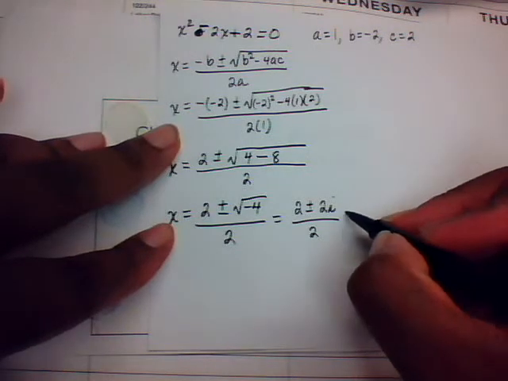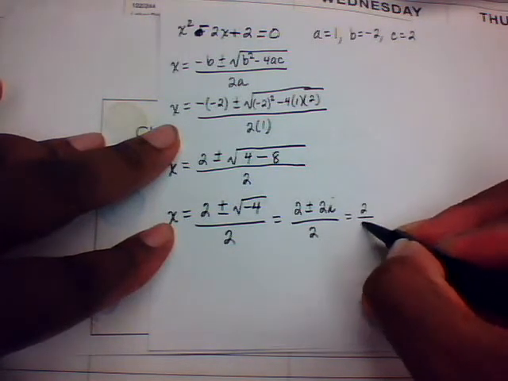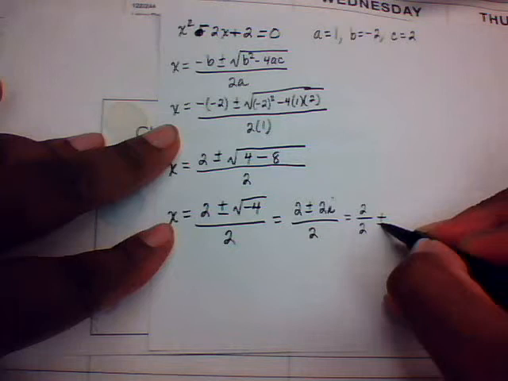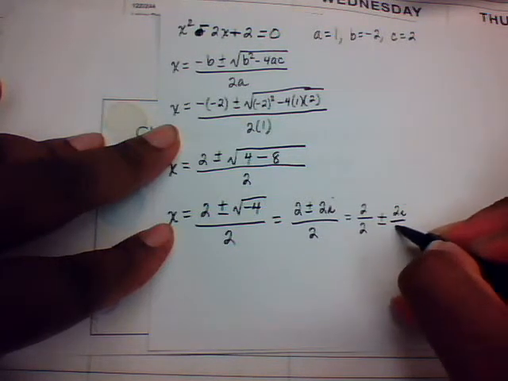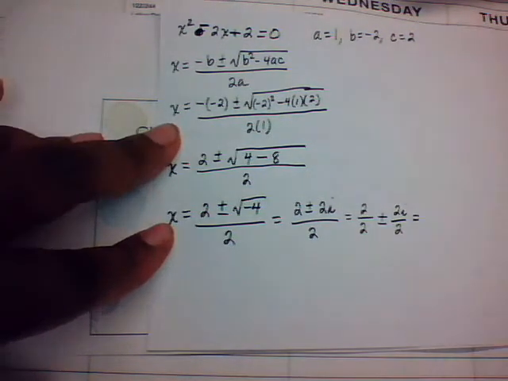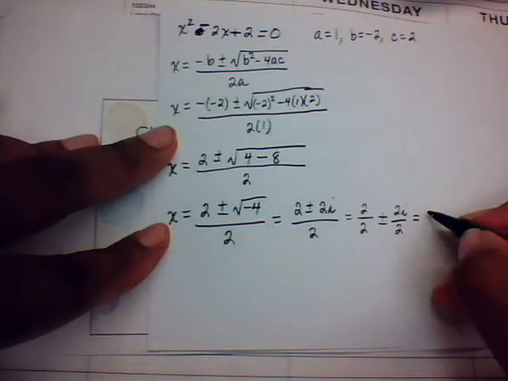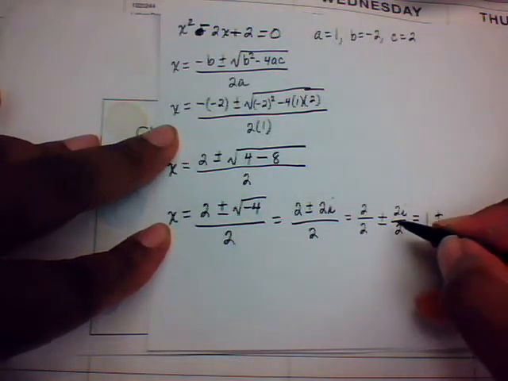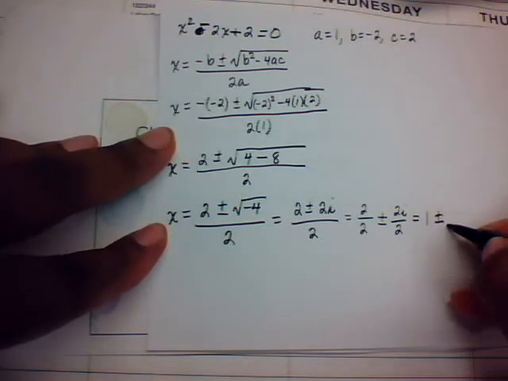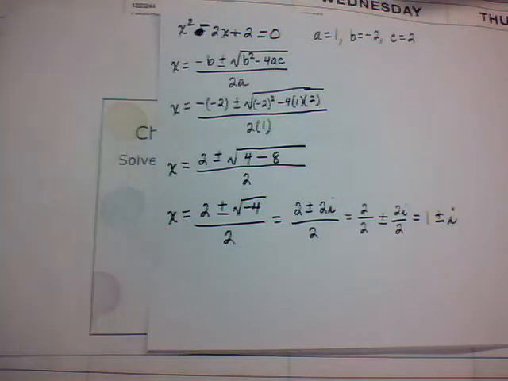Now what we're going to do here is just simplify this as 2 over 2 plus or minus 2i over 2. Well, 2 divided by 2 is 1, plus or minus, and then these 2's divide out, you're left with i. So this will be 1 plus or minus i, which means 1 plus i or 1 minus i.